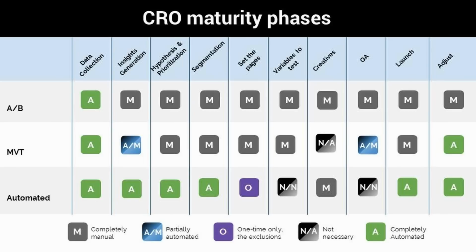So based on all this research that we have done, we've understood that there are three types of existing technologies. Is the A/B testing technology, is the multivariate testing technology, and is the automated technology that we are deploying. So the steps of orchestrating an experiment are pretty much the same on all of them. So you need to collect the data, you need to generate data-driven insights, you need to do hypotheses and to prioritize those hypotheses. You need to do segmentation, to set the audience and the pages, to decide which variables to test. You need the creatives, then you do the front end and the QA, you launch the experiment, and of course you do the adjustment.